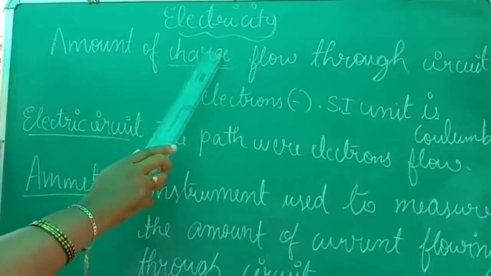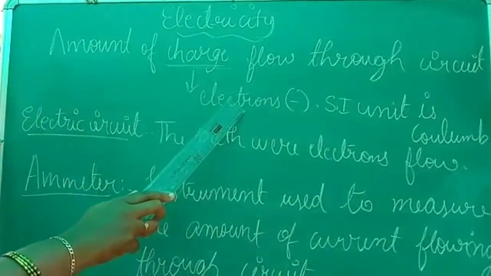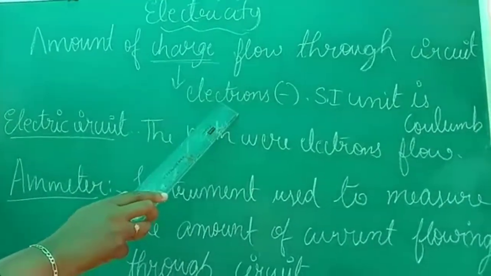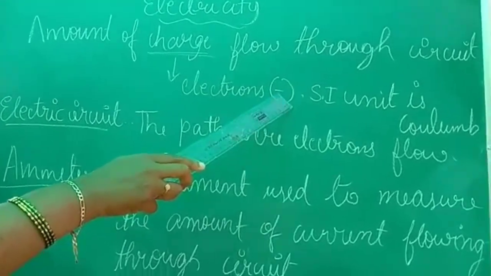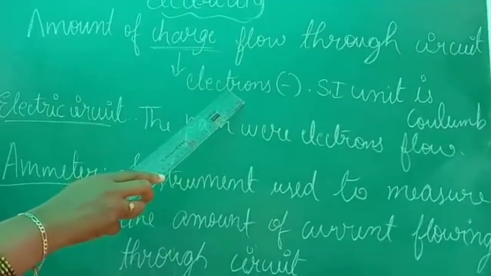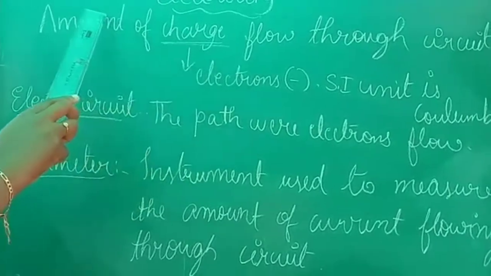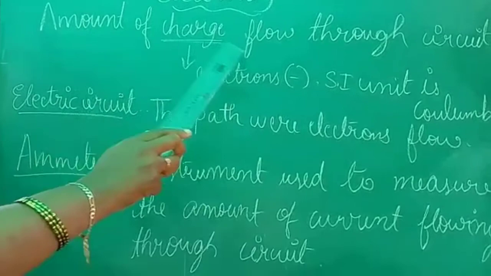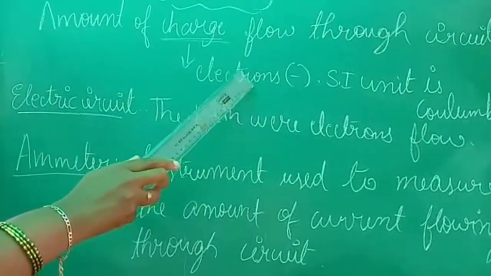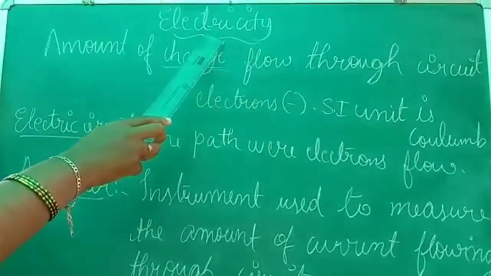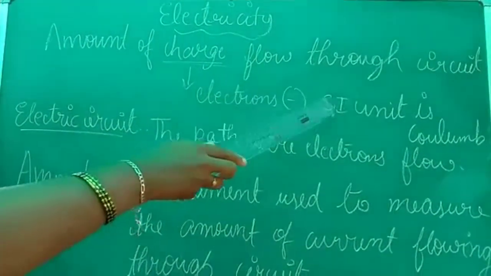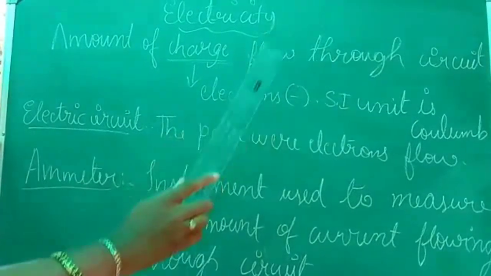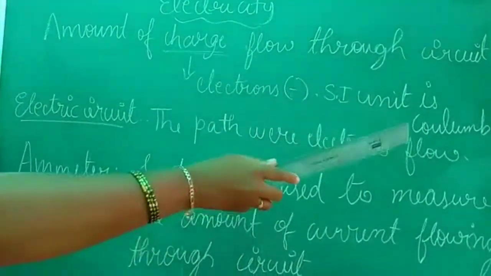Now what do you mean by charge? Charge in the sense it is electrons. Okay, what is the charge of electron? It is a negatively charged particle, that is electron. This electron will keep on moving in the circuit. So whenever the circuit is filled with electrons, then we can say in that circuit there is electricity. Now the SI unit of charge is coulomb. This is very important for fill in the blanks. SI unit of charge is coulomb.